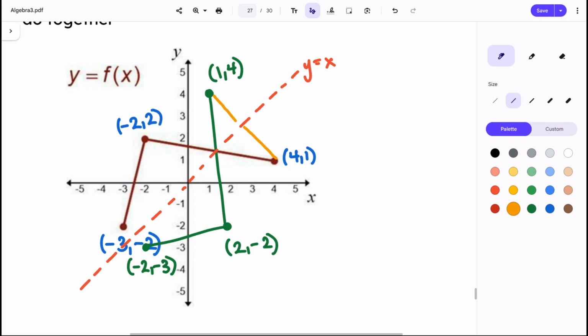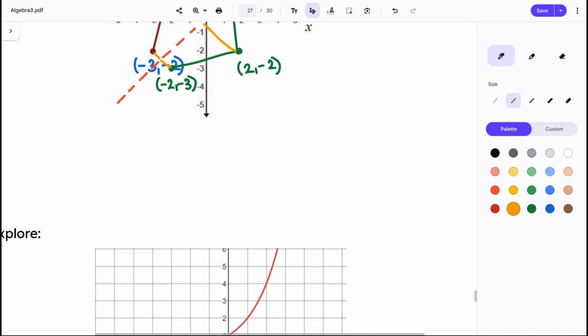That's truly what's going on here when we think about finding an inverse: we're doing a reflection. And that happens with all of these. -2, 2, 2, -2, and then -3, -2, -2, -3. They're all the same distance away from that line. So you don't need to include that information on your graphs. I just wanted to talk about that. You should see that they're like mirror images of each other. They're flipping back and forth.